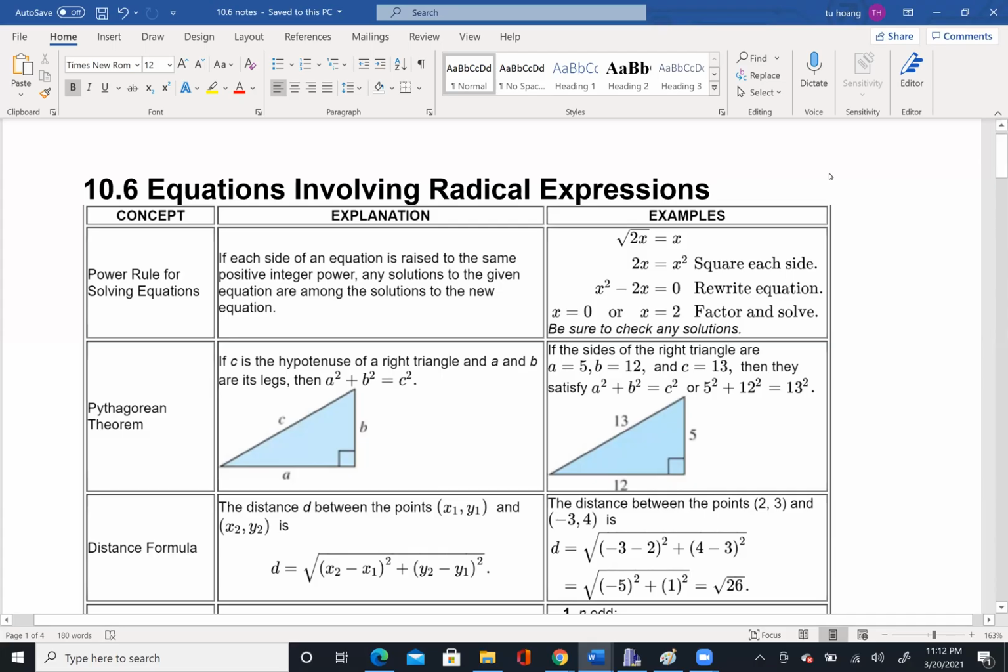Hi class. So today I am talking about section 10.6, equations involving radical expressions. In this session we will talk about the power rule for solving equations.